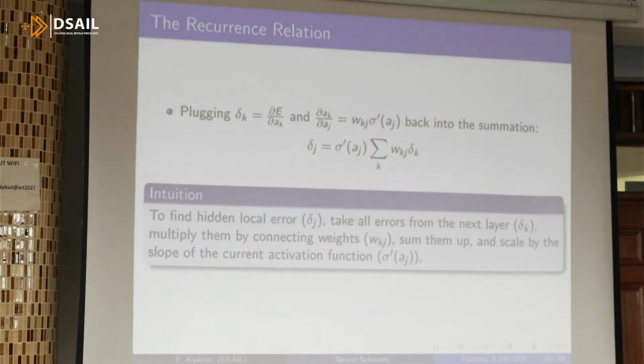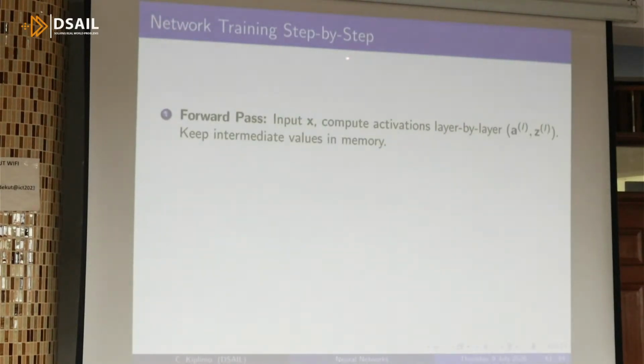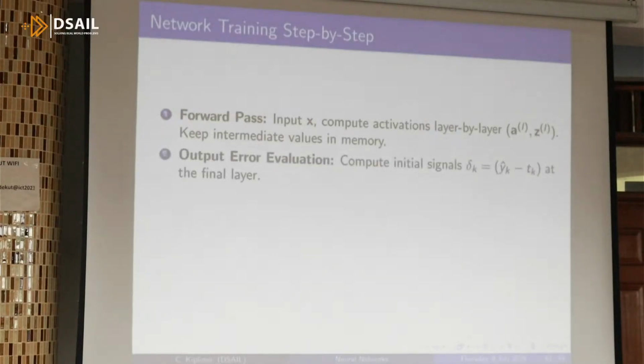This is all it's saying here. Multiply WKJ by delta K of the next layer, because K is the next layer. We're interested in what is happening at J, and you scale it like that. So, the forward pass. This is the network training.